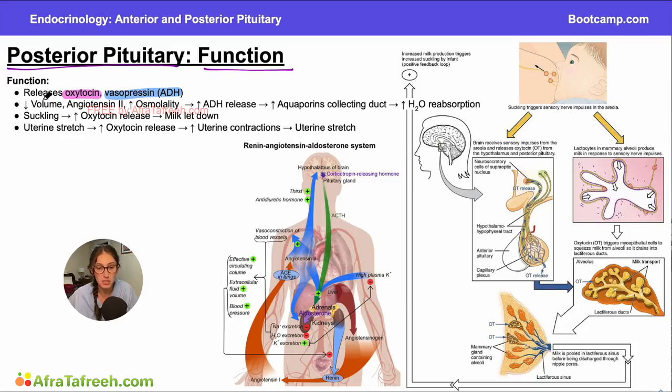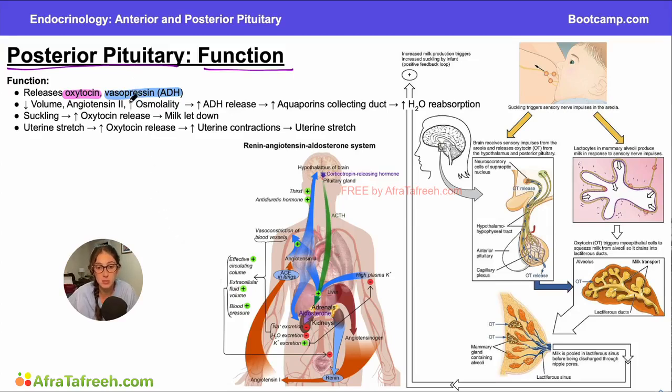Okay, so first, let's talk about vasopressin. What is vasopressin and how is its release controlled? Well, vasopressin's main job is to increase water reabsorption in our collecting duct, so it's increasing water being reabsorbed from our urine, and that is going to leave us with more concentrated urine and allow us to save more water for our blood.